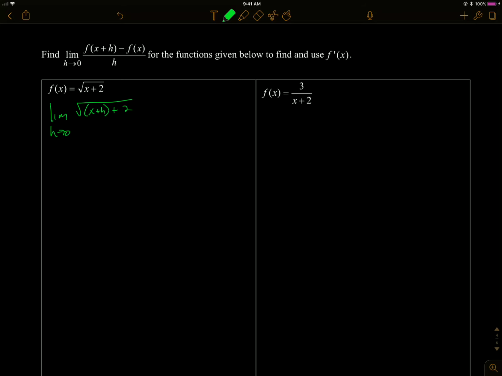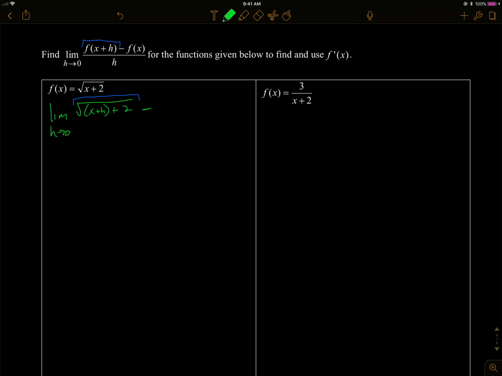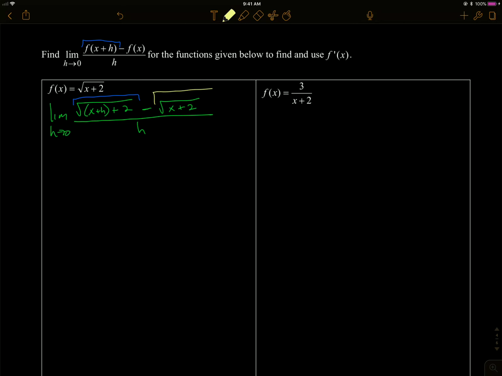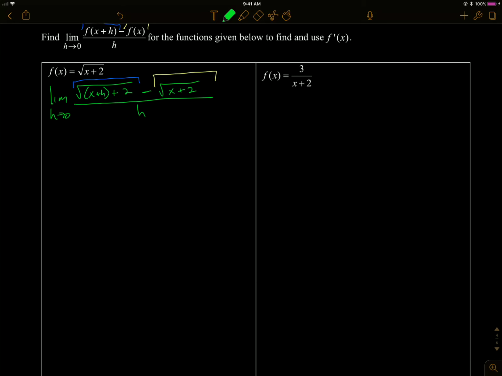So that part is f of x plus h, which is that part. Now I've got to do minus f of x. I don't need parentheses because there are already parentheses in the square root, all over h. So this part right here matches that part. All right, so let's simplify this thing.